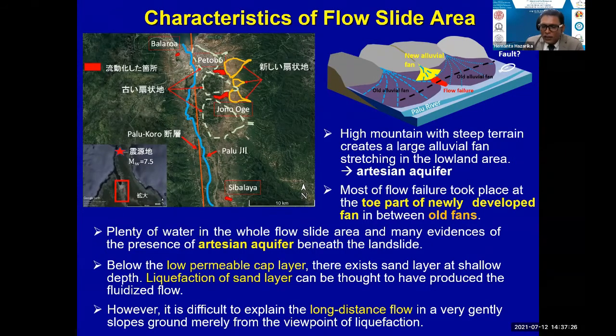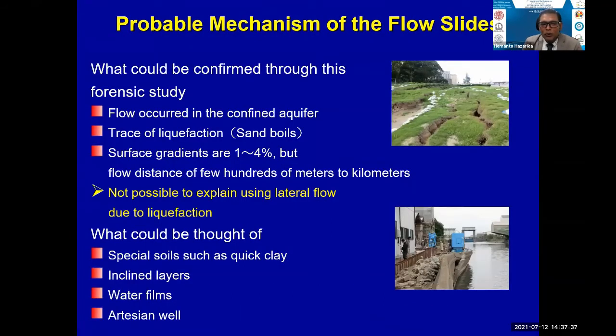However, it is very difficult to explain such long distance flow from the viewpoint of liquefaction alone. So what we could confirm through this forensic investigation is that the flow occurred in a confined aquifer, and there are some traces of liquefaction outside the flow zones, and the gradients are very, very small, 1 to 4%, and the flow distances were a few hundred meters to kilometers. These are not possible to explain using lateral flow due to liquefaction.